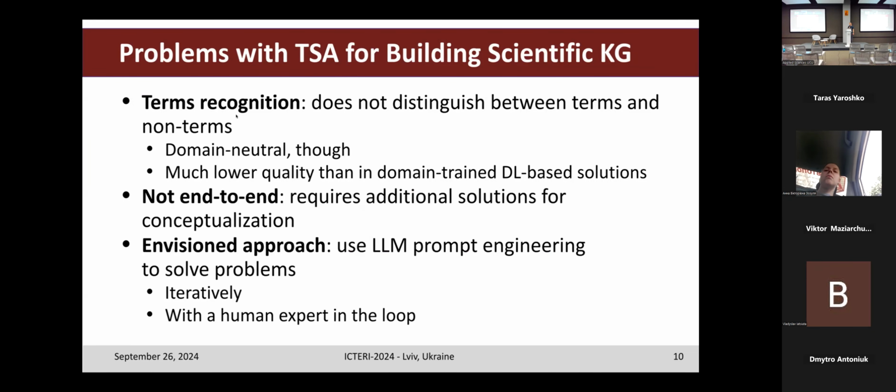And the vision we had was to use large language models to combat those problems. We also wanted to incorporate a human expert in the loop to help with data validation.